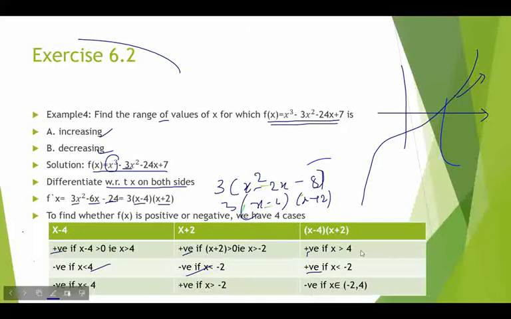When f dash x is positive, it will be increasing. So when does f dash x become positive? When x minus 4 is greater than 0, it means x should be greater than 4. And one more factor is there, x plus 2. x plus 2 should be greater than 0, which means x should be greater than minus 2. Any value which is greater than 4, like 1, 2, 3, 4, and greater than minus 2, minus 1, minus 2, with 0 in between.